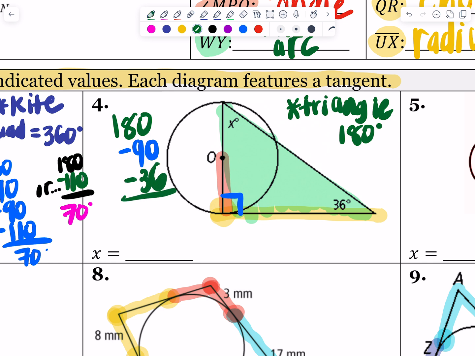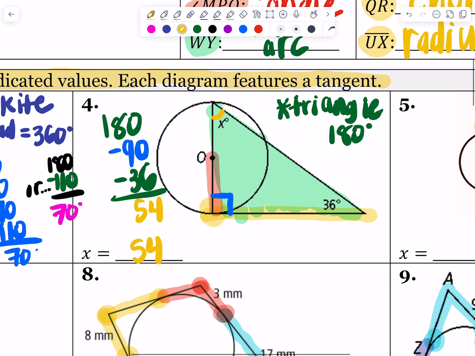So what does that give us for this angle that is left? That is going to give us 54 degrees. So that angle up there for x is going to be 54, okay? And so the previous problem was a quadrilateral. This problem was a triangle. So 180 minus 90 minus 36 gave me 54.